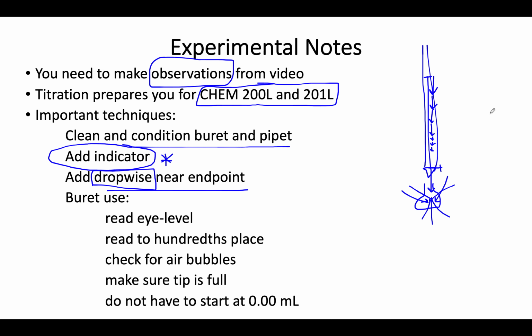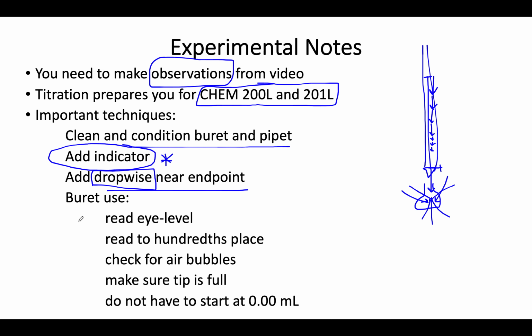And at times you'll have classes do a little competition, who has the lightest pink. It's very difficult to get to that point, but if you don't, you over titrate and then your calculations are all off. So dropwise is the key.